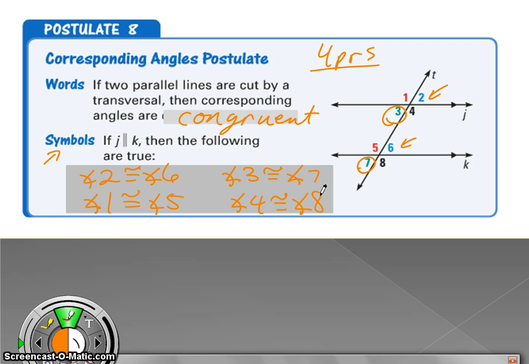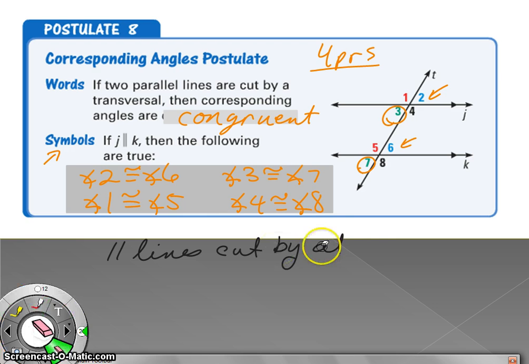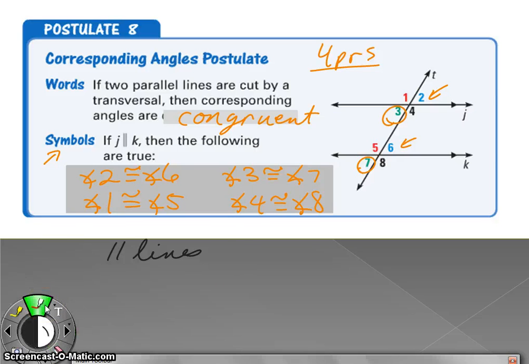Okay, and there is also a short form. A lot of times you're going to have to explain your reasoning. So when you say two angles are congruent to each other and you have this situation going on, you could say something like, because parallel lines cut by a transversal. Actually, that's not what I want to write. What I want to write is simply this: parallel lines, therefore corresponding angles are congruent. That's shorthand for this postulate.